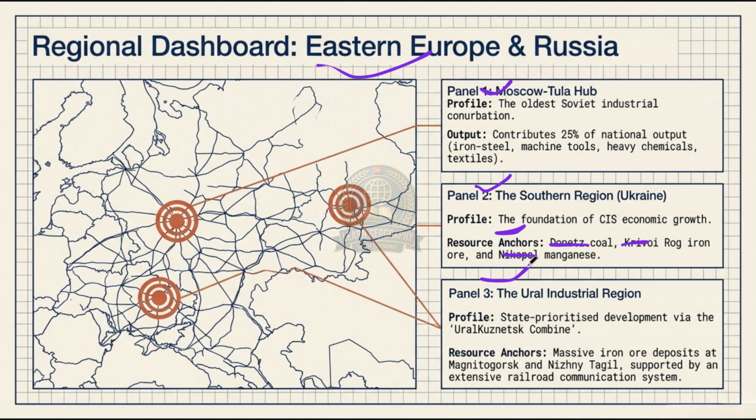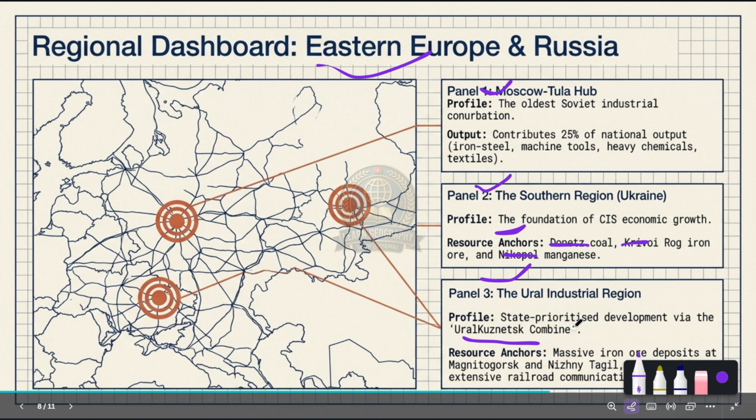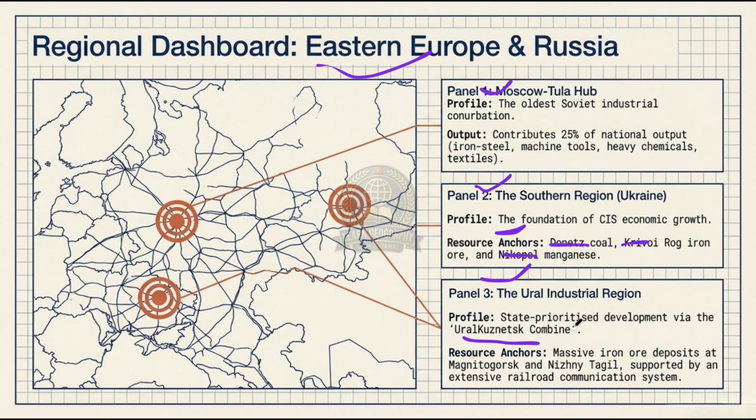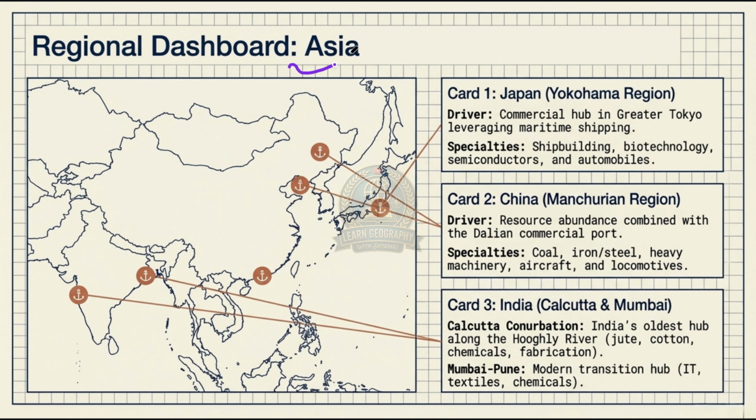Okay, region 3, the Ural industrial region. State prioritized, developed via the Ural combine. Resource anchors: massive iron ore deposits at Magnitogorsk and Nizhny Tagil, supported by an extensive railroad communication system. Okay, these are three basic industrial regions in Eastern Europe and Russia: Moscow, Tula Hub, the southern region in Ukraine, then Ural industrial region. Similarly, in Asia: Japan, China, and India.